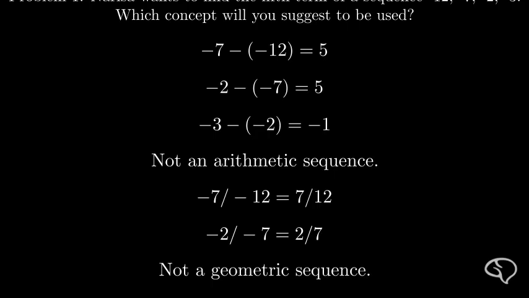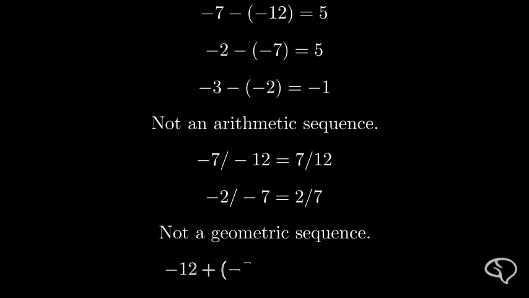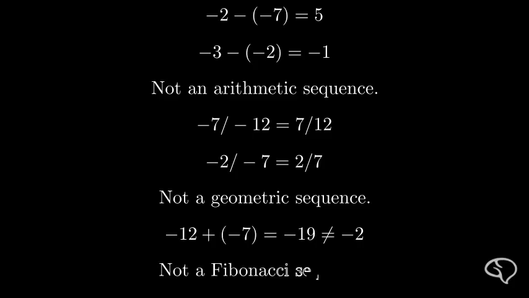What about a Fibonacci-like sequence? In a Fibonacci sequence, each term is the sum of the two before it. Let's see. -12 plus -7 is -19, not -2. So it's not a Fibonacci sequence.